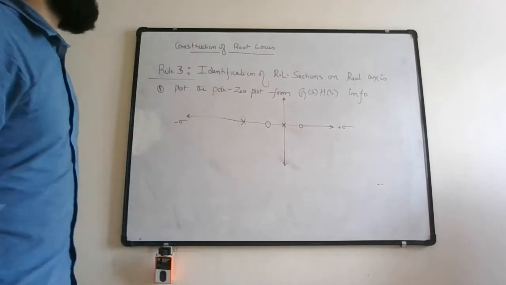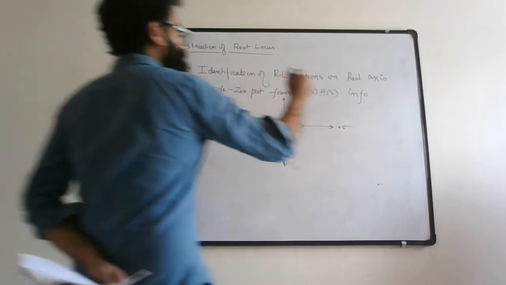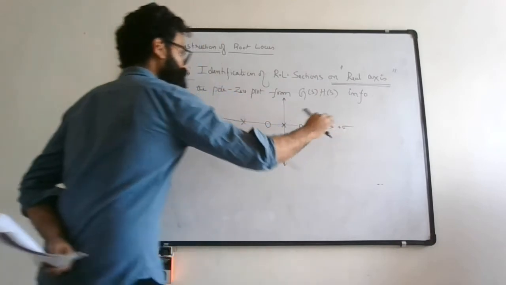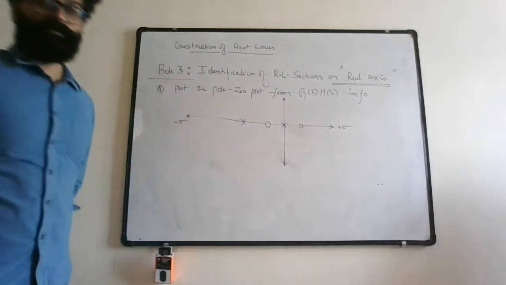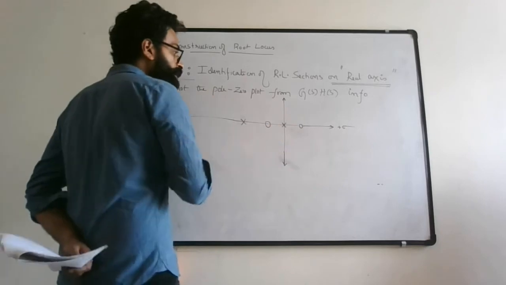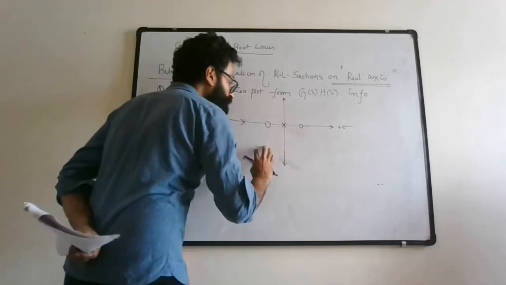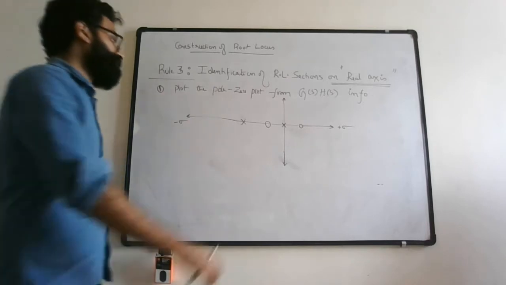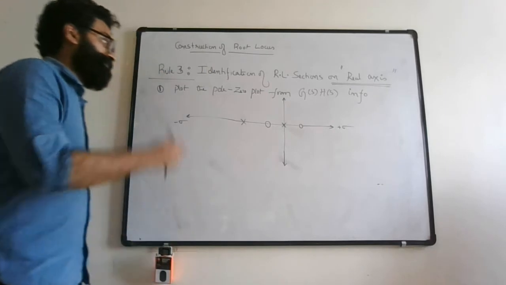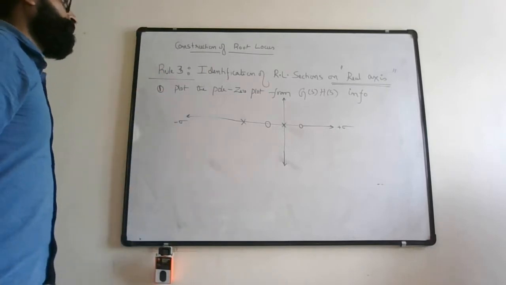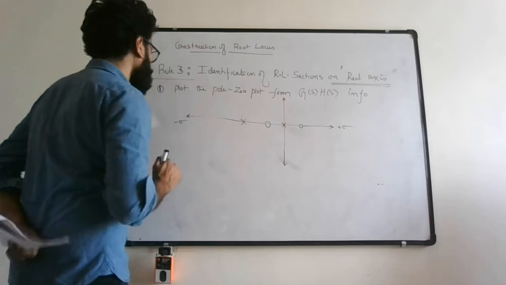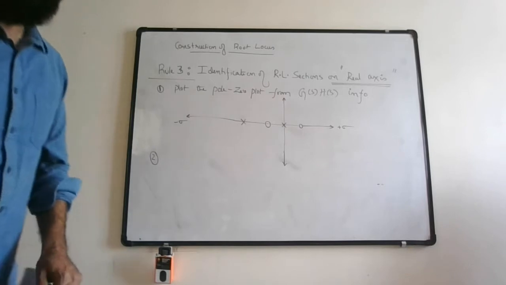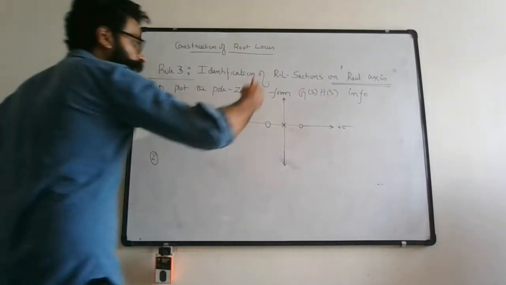Remember one thing. Rule number 3 is applicable only on the real axis, that is the plus to minus sigma axis. So rule number 3 is not applicable in the complex zone. It is applicable only on the real axis. Once you have the pole-zero plot, you have to identify small sections on the real axis.